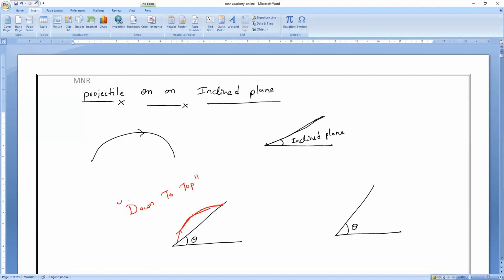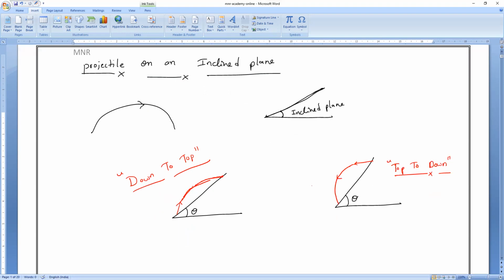This is projectile motion from down to top. Now, suppose I am standing here. I projected the ball. The ball will take the path and it will come and fall here. So this is the projectile path. Now you tell me what is this path, everybody? Top to down. So there are two kinds of things. Today's class, we are going to study only down to top.